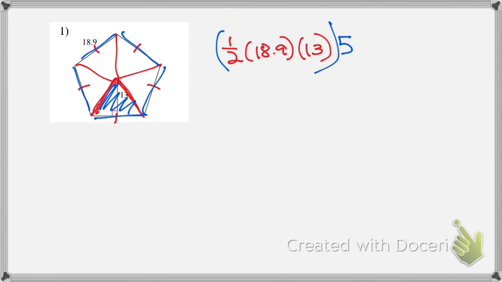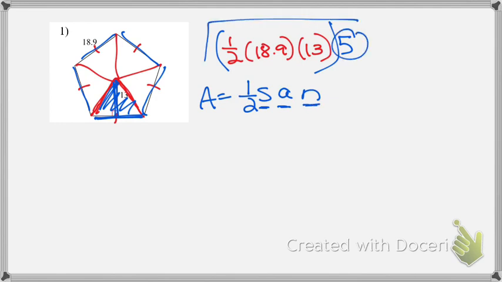Now that formula is actually 1/2 SAN. S stands for the length of one side. A is the apothem. It's called apothem. It's this length up here. It looks like the height of the triangle. And N is the number of sides. So that's exactly what we did, 1/2 SAN.